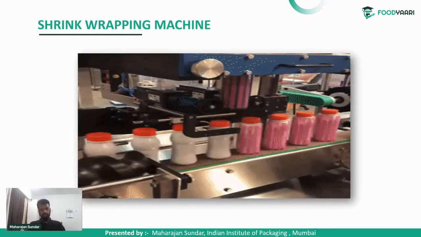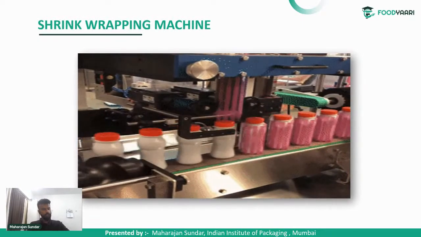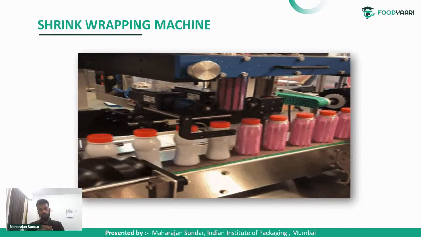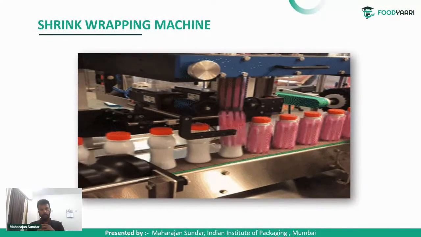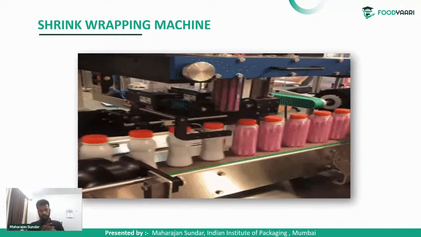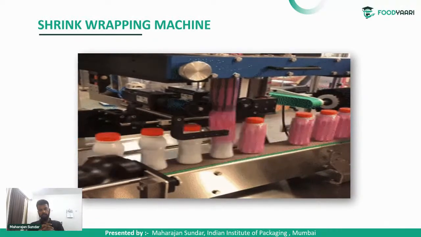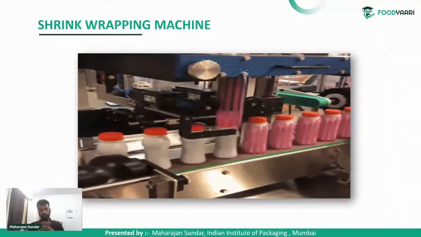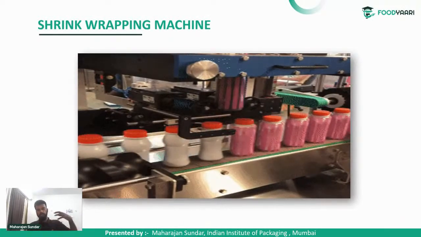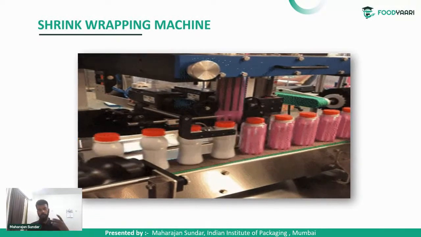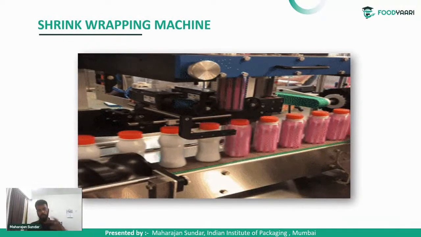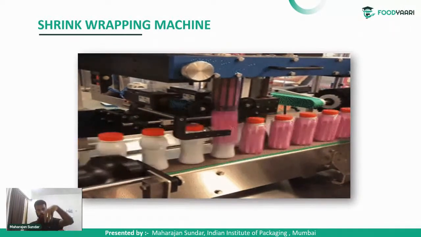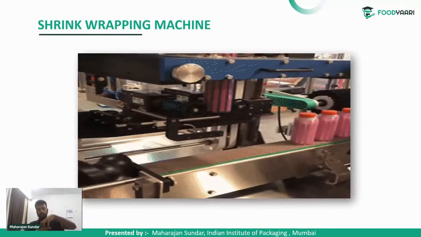Then the shrink wrapping machine. Shrink wrapping machines we already saw; I've already told you guys. Shrink wrapping is a kind of labeling, and it can also be used as a tamper evident. What you are seeing is a beverage bottle. From the top of it, pre-formed labels will fall over the bottle as per the setting.